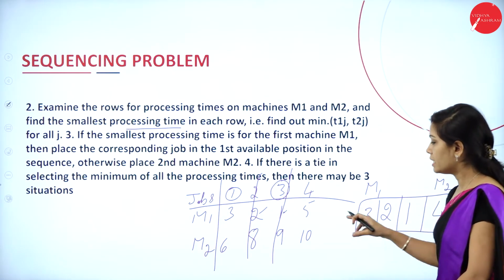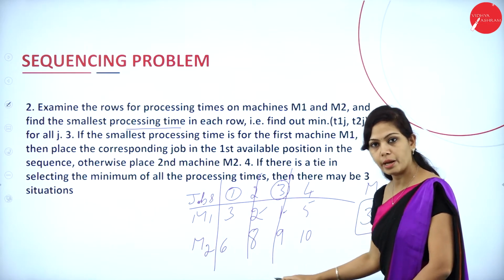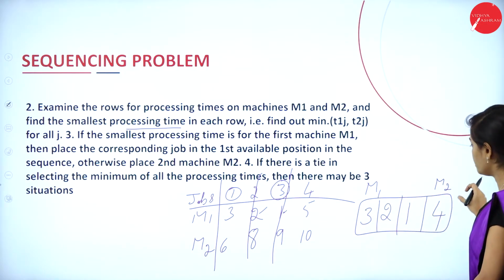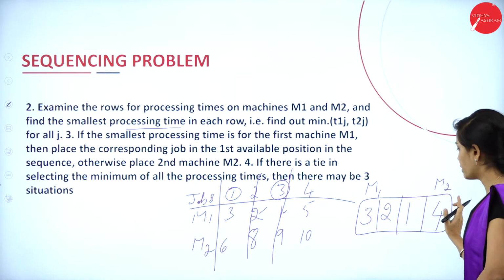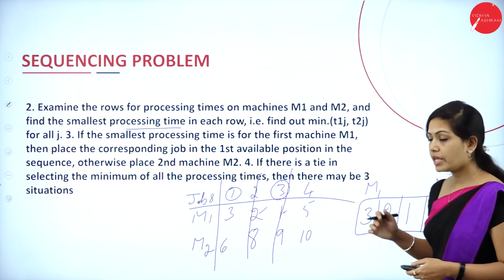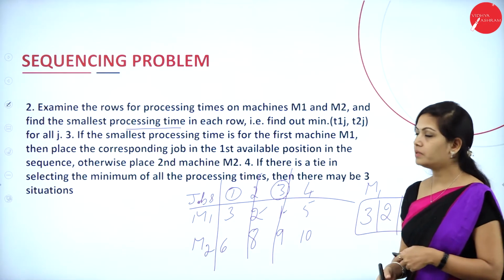Sometimes you will get the least value in machine M2 also. If you get the least value in machine M2, you can start from this side. Next I will explain this with an example.